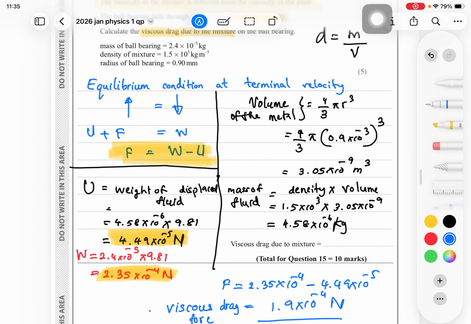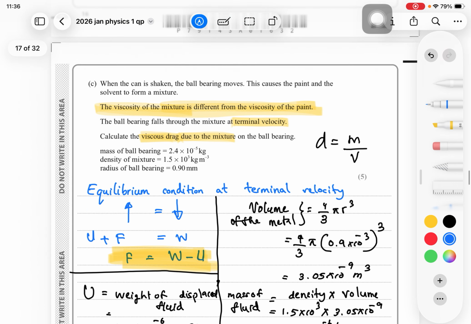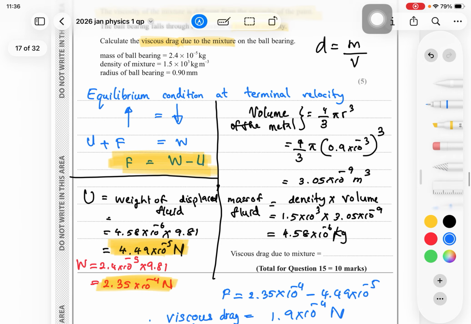So this is not a very hard question, but when the viscous force is not given, to find the viscous force, we have to come to a calculation like getting the volume and the weight and the upthrust as well.